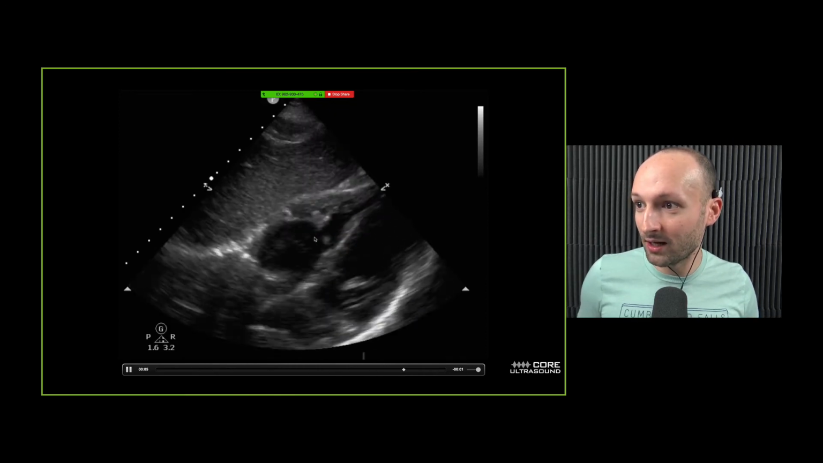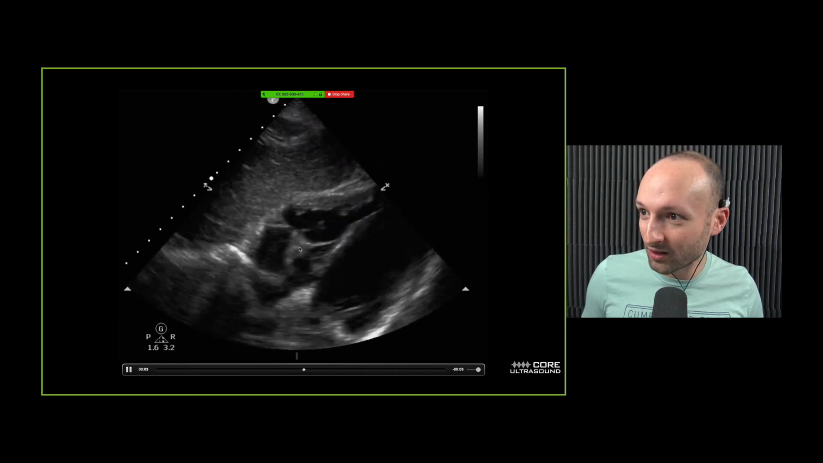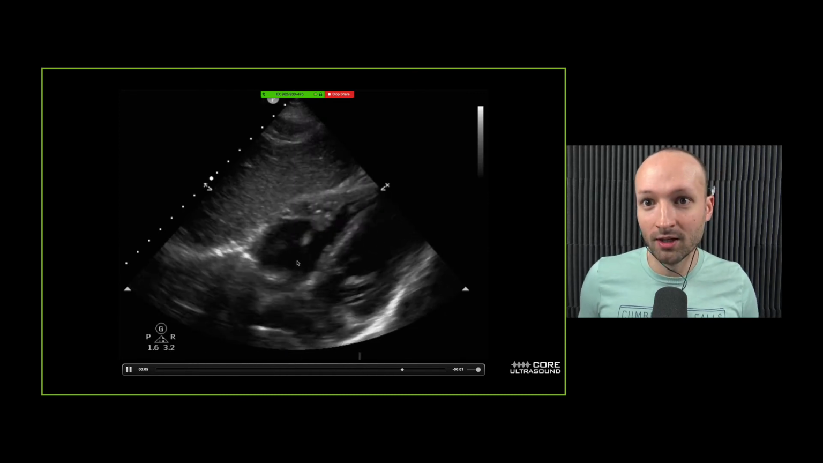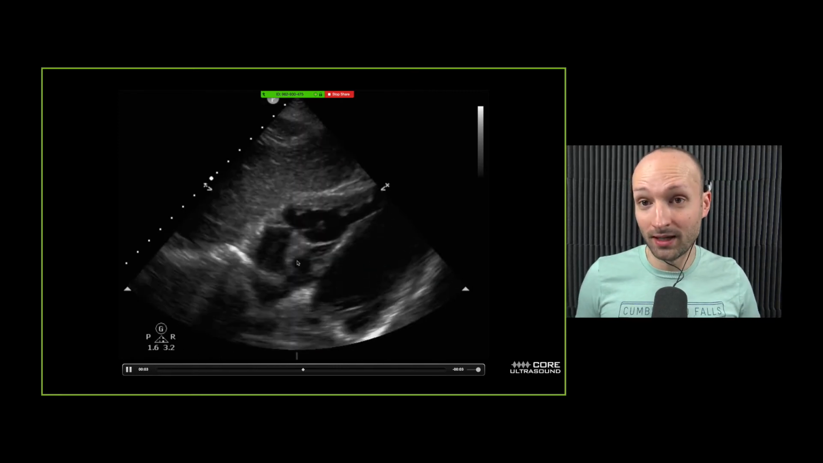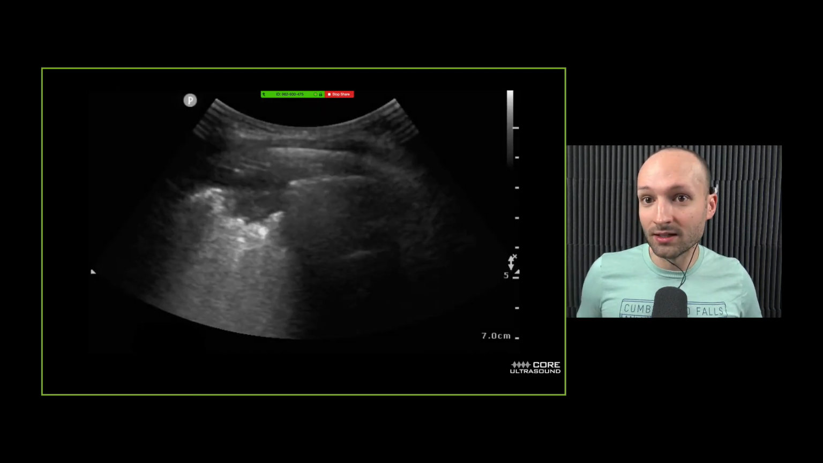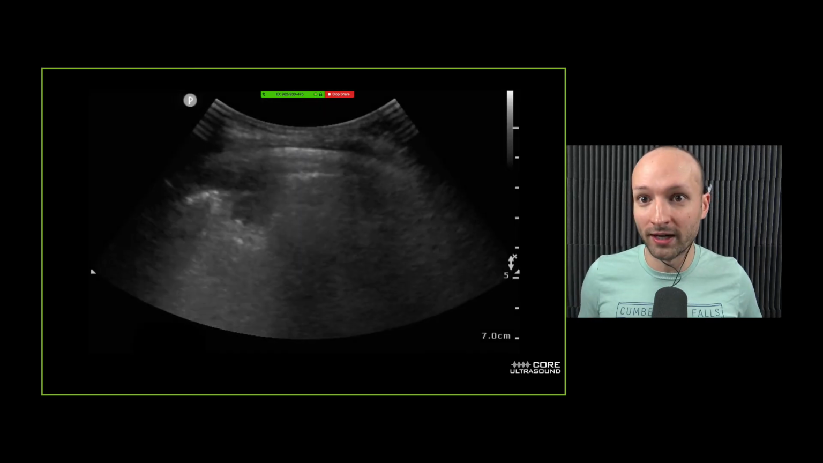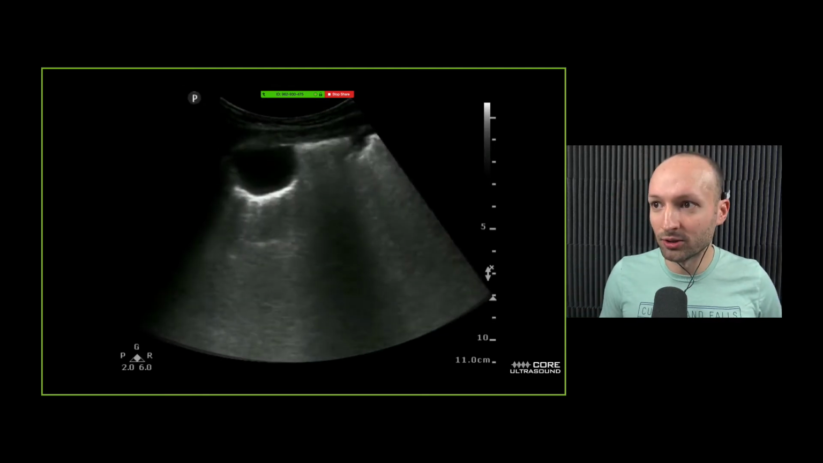This is a subxiphoid view. This is the liver. This is the right side of the heart, left side of the heart. And right there, we have a big flappy thingy on the tricuspid valve. That is endocarditis. And the previous picture, this one over here, is the septic emboli from that tricuspid vegetation. This is another thing that can cause a subpleural consolidation.